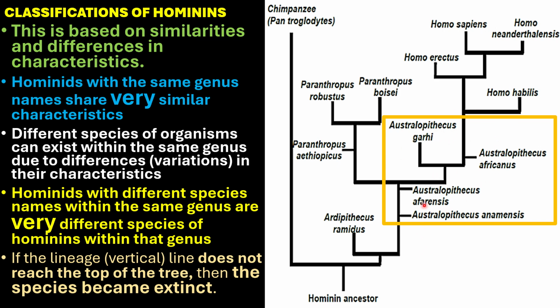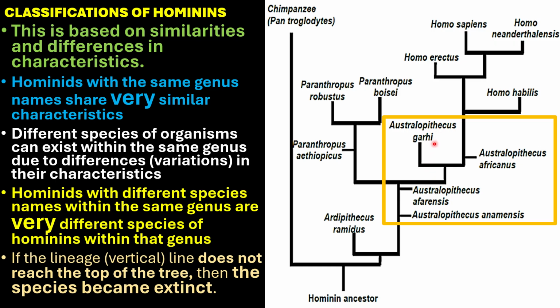All of them share the same first name. The first name is the genus name, and they all have a similar genus name. You need to know that hominids with the same genus name share very similar characteristics. Why are they sharing the same genus name? They share the same genus name because they have similar characteristics. It means they all also came from a common ancestor.